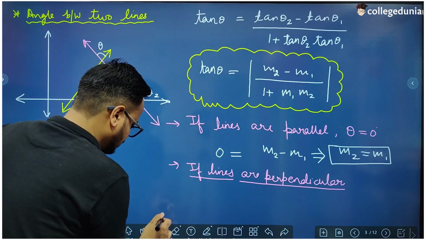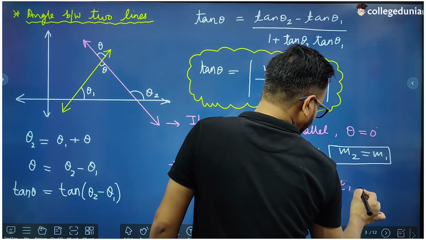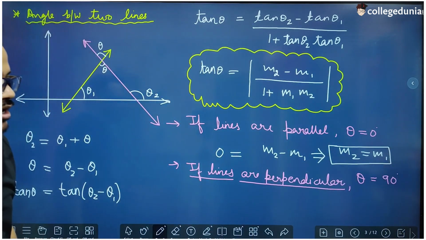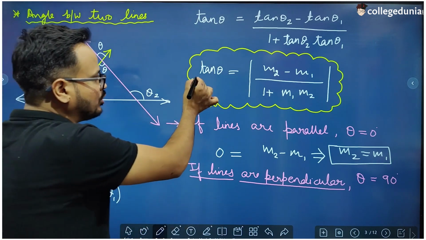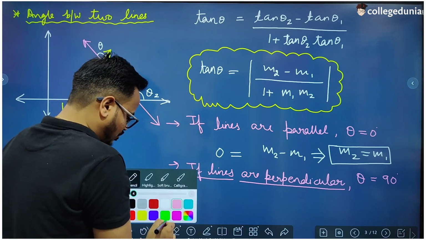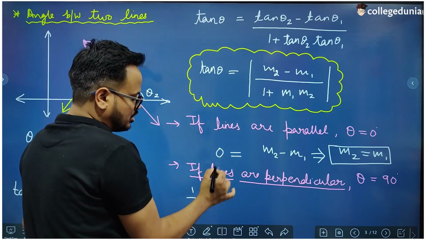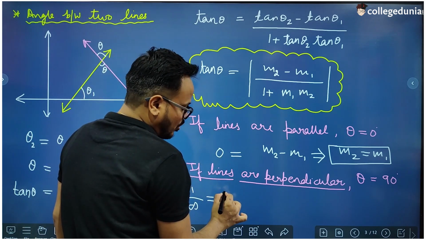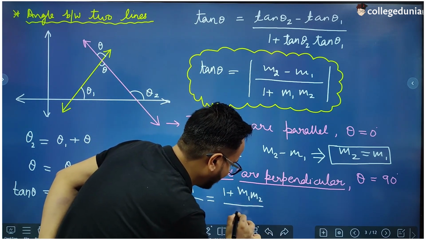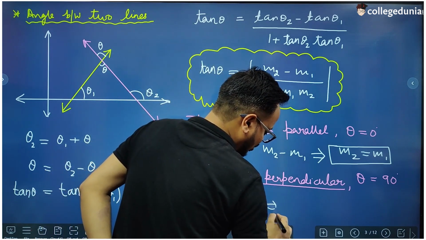then angle between them is 90 degree, right? If the lines are perpendicular, then angle between them is 90 degree, and tan 90 is what? Tan 90 is infinity. Now if we put tan 90 as infinity, then the reciprocal infinity is 0, right? So if we take the reciprocal on both the sides, we can write 1 by infinity is equal to 1 plus m1 into m2 divided by m1 minus m2, and 1 by infinity is 0.